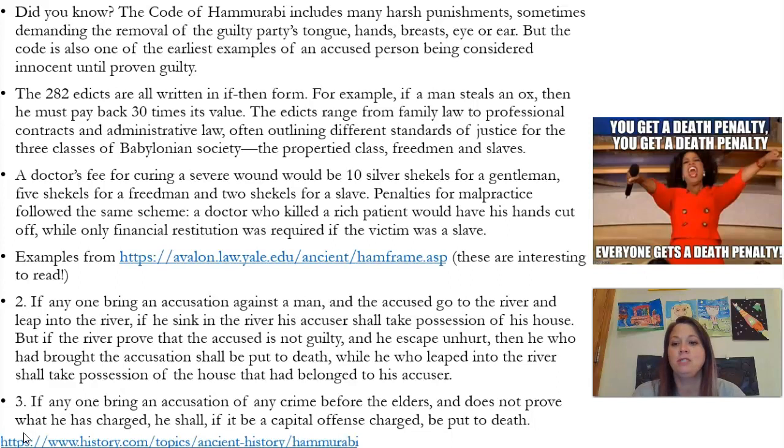And you can take a look and read through some of these. Please do take a moment to read over some of these, and even the middle bullet there, the examples from the Avalon Project. Those are really interesting just to skim through. I put numbers 2 and 3 right here at the bottom.